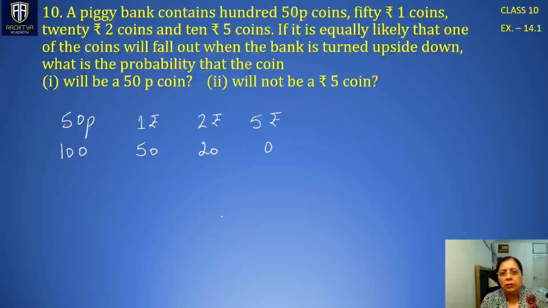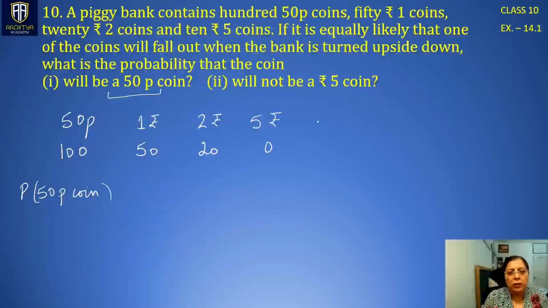If it is equally likely that one of the coins will fall out when the bank is turned upside down, what is the probability that the coin, okay, now that piggy bank is just open and one of the coins has fallen down when we turn that piggy bank upside down. Let's say one coin has fallen out of it. What is the probability of the coin being a 50 paisa coin, right? So probability of 50 paisa coin.